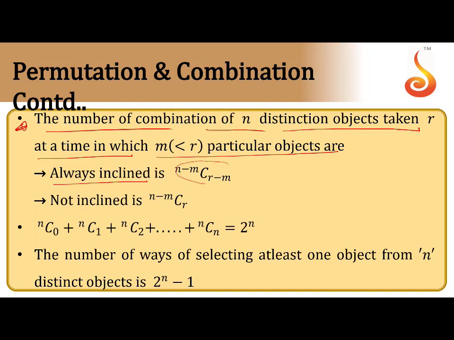That is (n minus m) C (r minus m). Not included: (n minus m) C r. If you remove those objects, you can take (n minus m) C r. So if they are always included, it is (n minus m) C (r minus m).